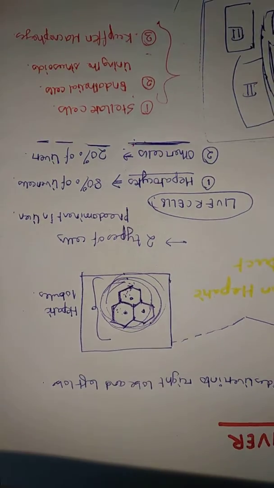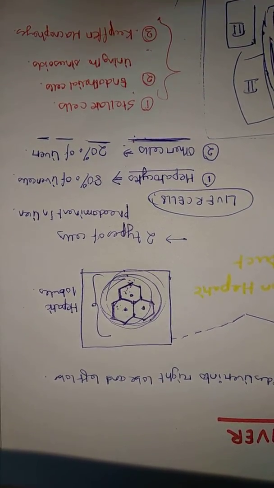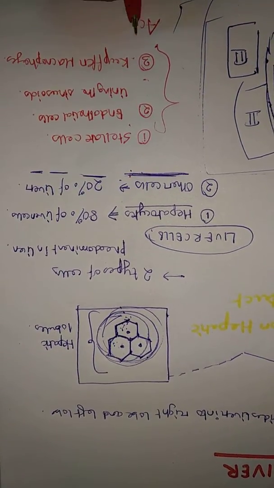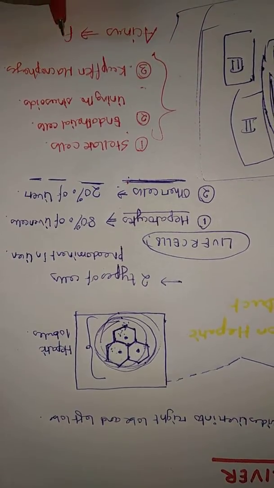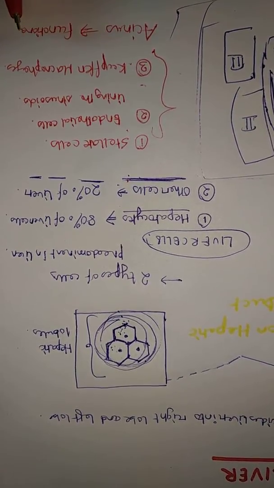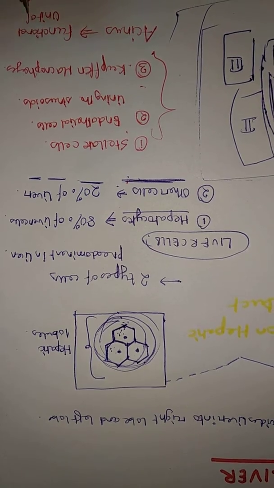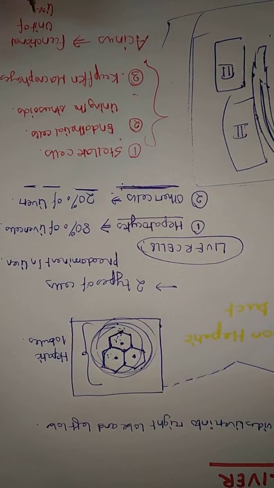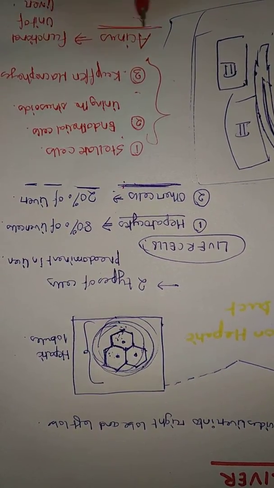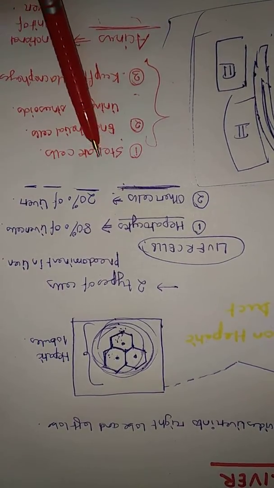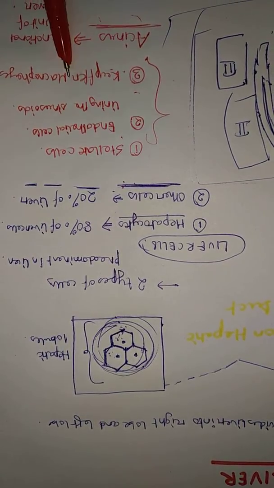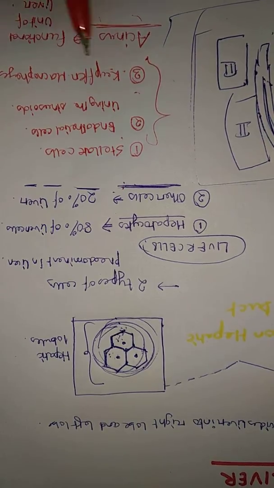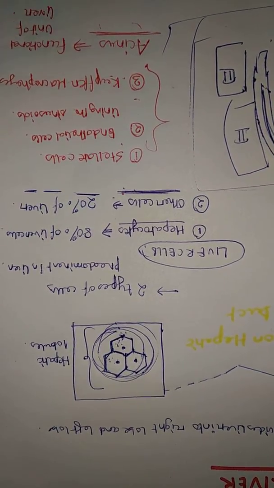And in the next video we will discuss the acinus, which is the functional unit of the liver. In the acinus portion, after that, we will discuss everything: stellate cells, endothelial cells, Kupffer cells, macrophages, which are 20% of the liver, and the hepatocytes also. Thank you.